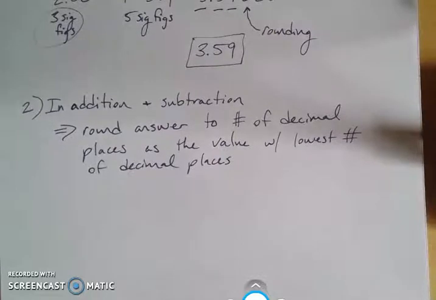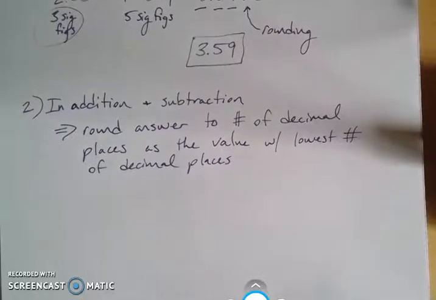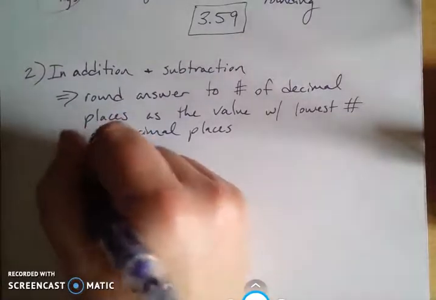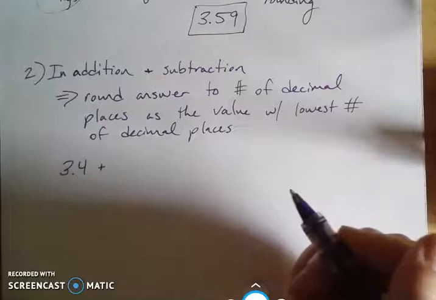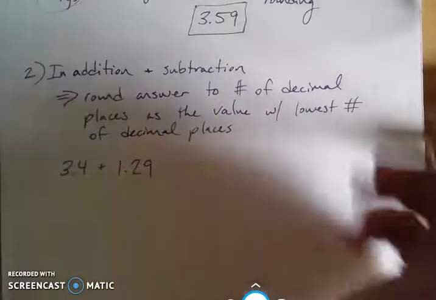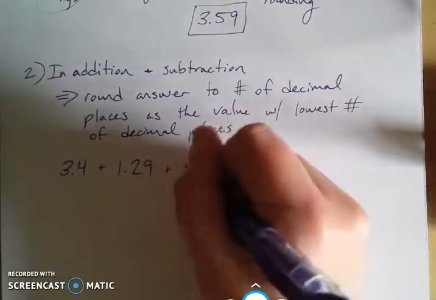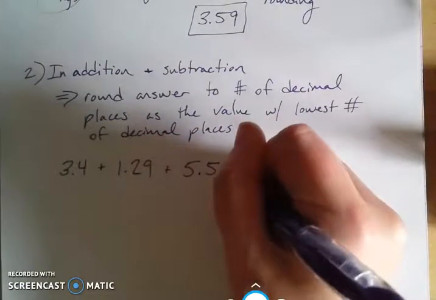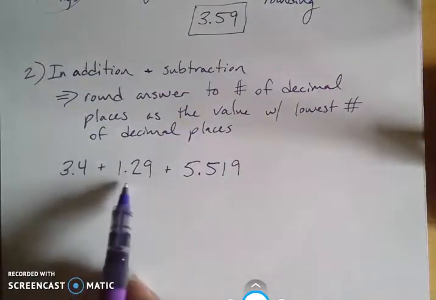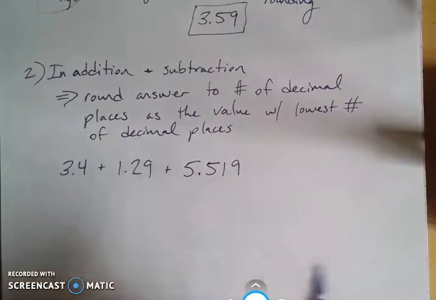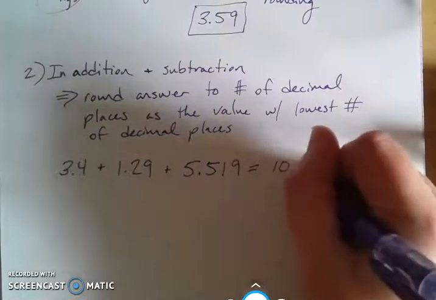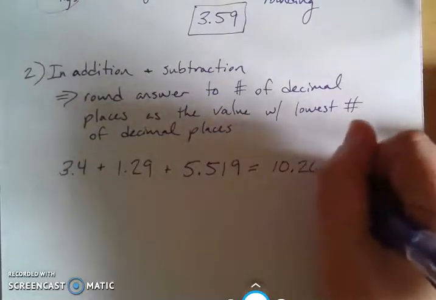Now this rule is always hard to kind of capture in language. I think it's easier to see if we actually just look at it in practice. So if I have a series of numbers, again, I'm not going to give you values here, I'm just going to give you numbers until we start to get into real problems, just for showing the concept. Okay, so if I add 3.4, 1.29, and 5.519, and I plug it into my calculator, it says that the answer to that is 10.209.